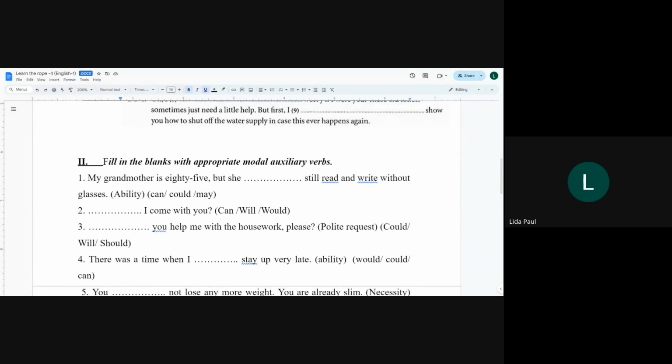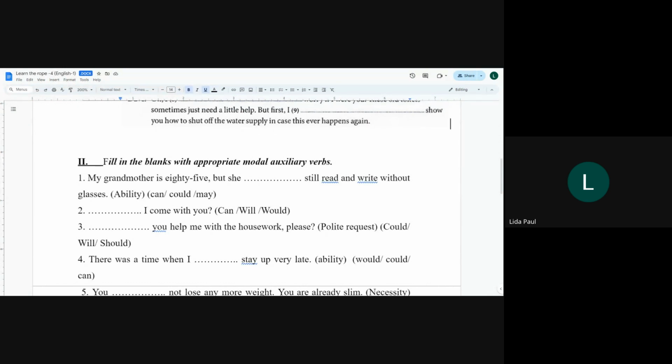So first question here. My grandmother is 85, but she blank still read and write without glasses. Now you have to choose a modal verb that shows ability. And the options you have are can, could, may. Can, ma'am, can. The best choice to show ability is always can, among other options. Whenever it is ability, it has to be by default can, unless, of course, an additional context for politeness is mentioned. But in this case, this sentence doesn't demand any politeness from you. My grandmother is 85, but she can still read and write without glasses. An ability, right?